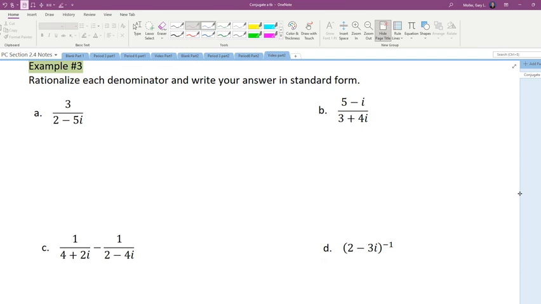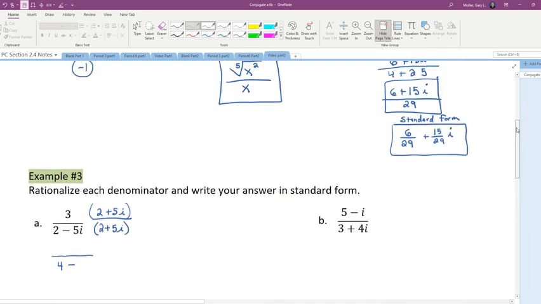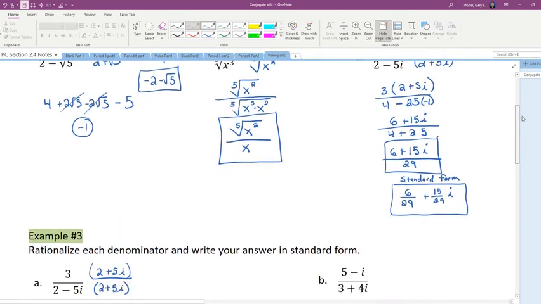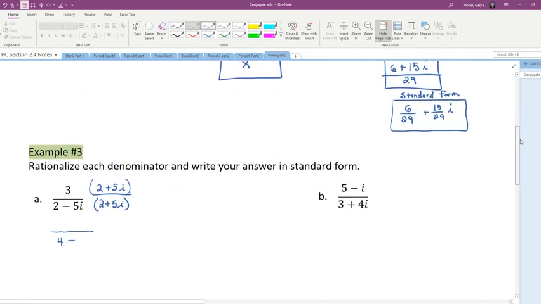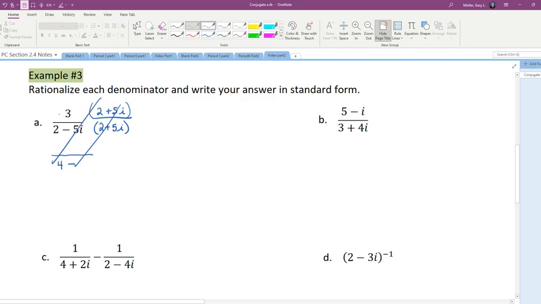All right, so here we go. Let's rationalize. So I'm going to multiply by 2 plus 5i over 2 plus 5i, multiplying by the conjugate. On the bottom, I'm going to get 4. Negative times a positive is a negative. 5 times 5 is 25, just like I had a second ago. Is this the same question? It is the exact same question. So we're going to jump ahead. That was a mistake on my part.